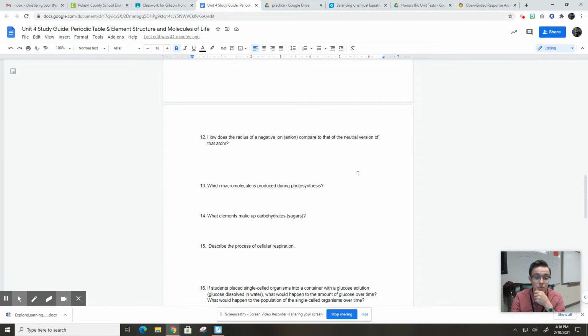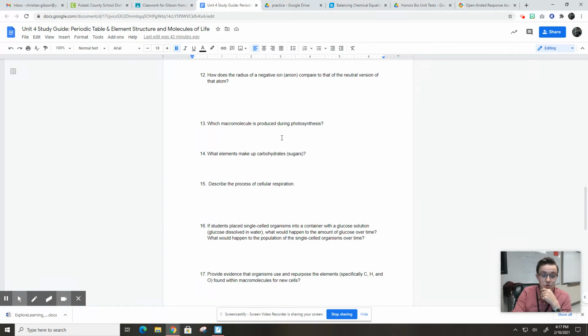Okay, number 12, how does the radius of a negative ion, or an anion, compare to that of the neutral version of the atom? Well, a negative ion is negative because it has gained an electron. So now it has more particles with negative charges than it has protons, which have a positive charge. That makes it negative. And when it gains electrons, it causes the atomic radius to increase because now the atom has gained a subatomic particle. So the radius of the anion is larger than the neutral atom.